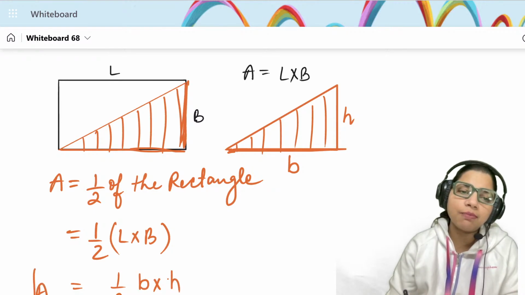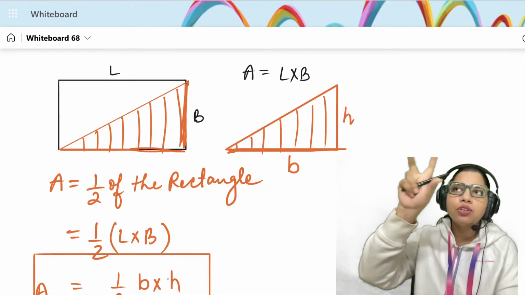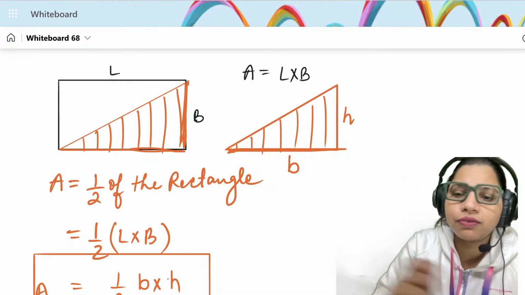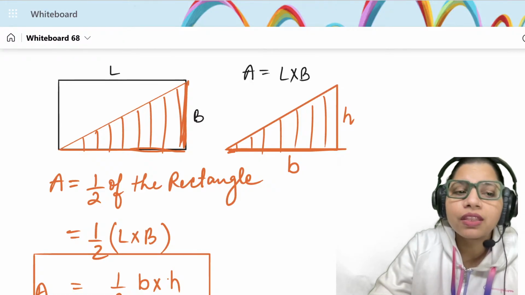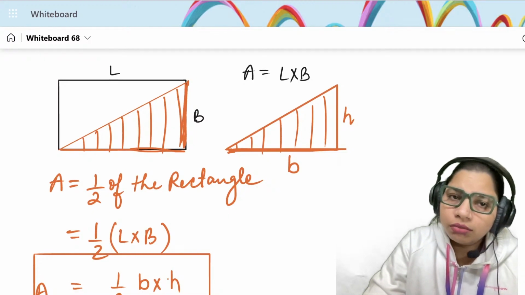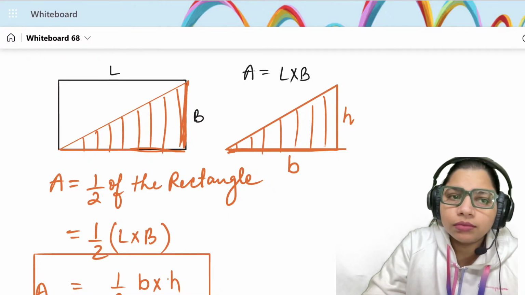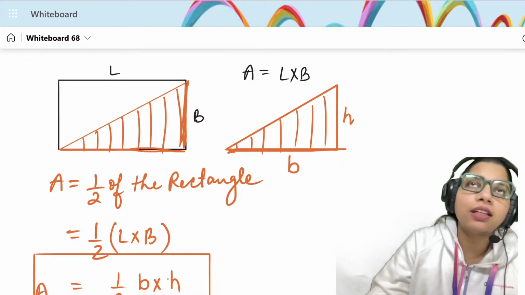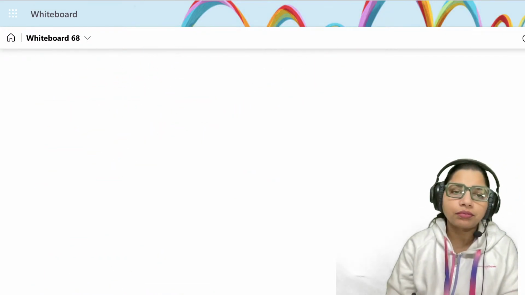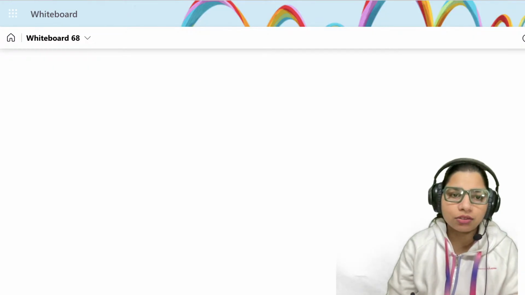A triangle comes from the rectangle only. So it is half of the area of a rectangle. Say for example, you forget the formula to find the area of a triangle. No problem. Just try remembering the area of a rectangle, and half of it is the triangle. Right? So come back to the thing.